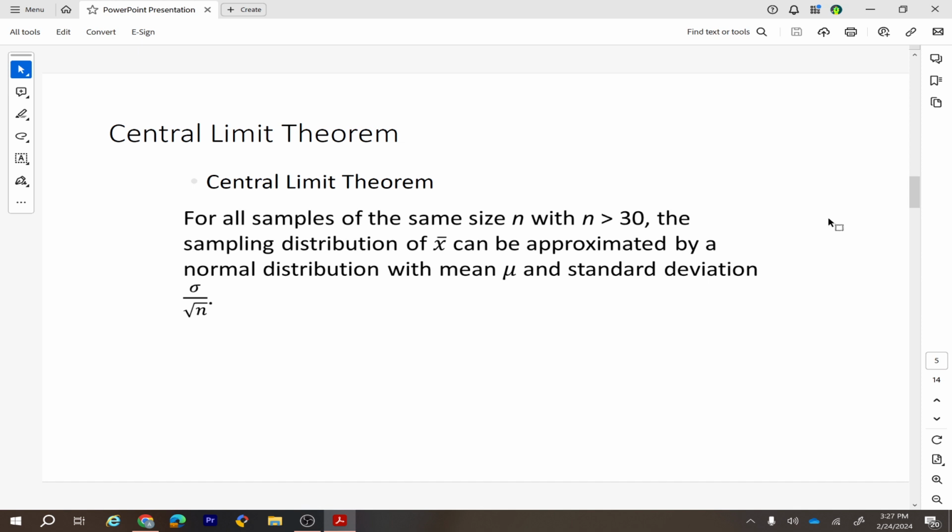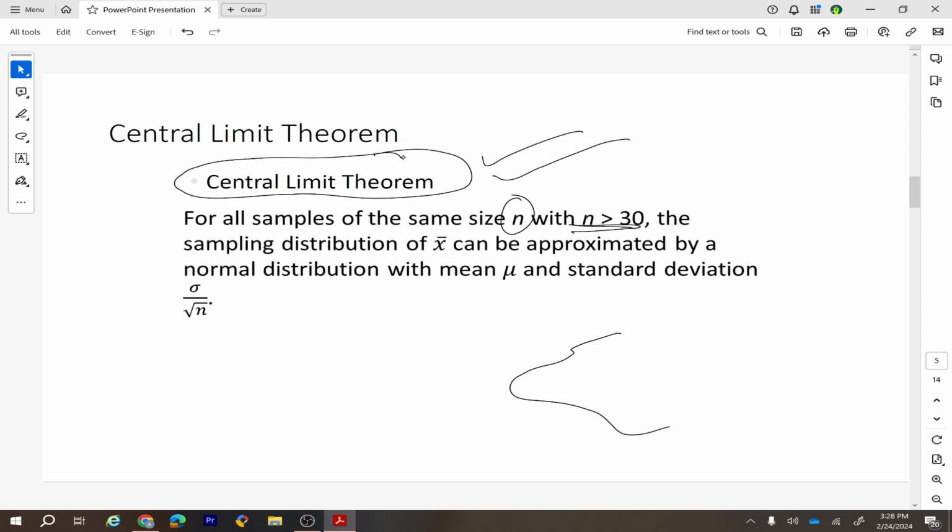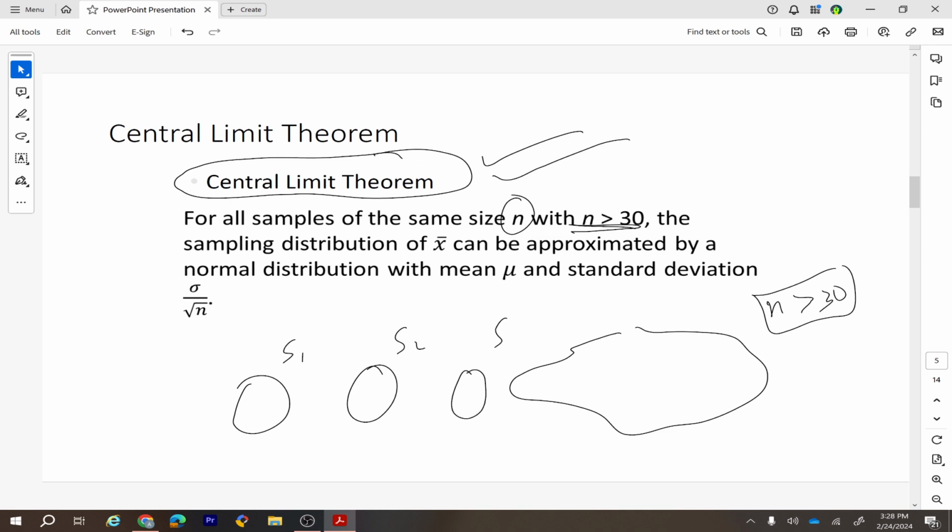So what we can do is use the central limit theorem, which states that for all samples of the same size n, with n greater than 30, let's say you have a population which is not normally distributed. If you take samples from that population with sample size greater than 30, sample 1, sample 2, sample 3, all of them with a fixed size greater than 30, we can now find the mean of each of these samples, x1 bar, x2 bar, and x3 bar.